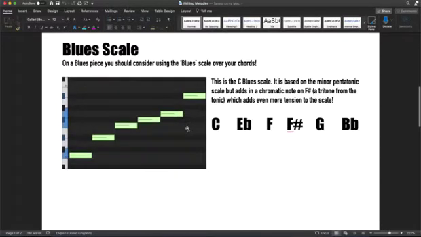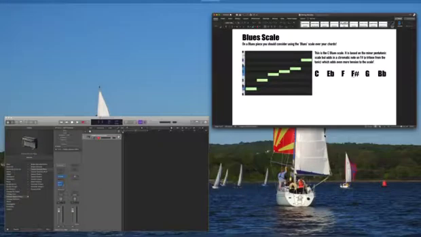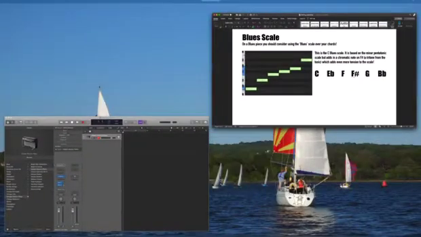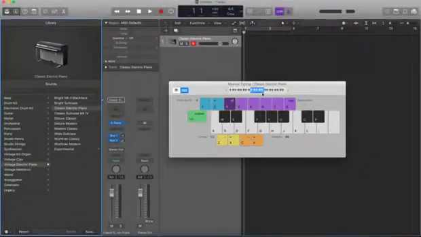Now, you guys have been working on a blues, so you might want to think about using the blues scale. This is what it looks like in the piano roll, and these are the notes that we're looking to play. You could call the F sharp a G flat if you want. So it sounds a bit like this. And then obviously we put the octave in.